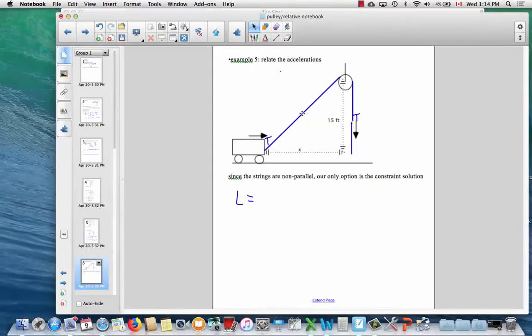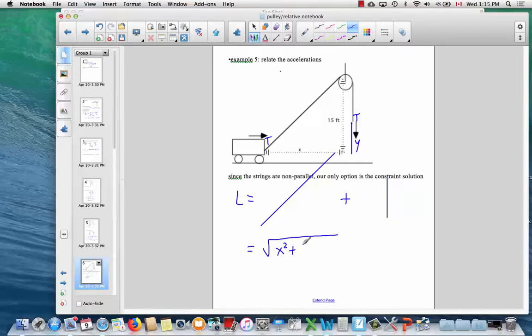So there are two contributions to the length of the string. There's this hypotenuse bit here, and then there's this little bit here that wraps around the pulley. So we'll introduce another variable. We'll call this height here y, and we have a distance x already here. So this hypotenuse bit is just the root of x squared plus 15 squared. And then this little bit here, this y distance, will be 15, or sorry, the length of the string will be 15 minus the y coordinate. So there's an equation for the length of the string.